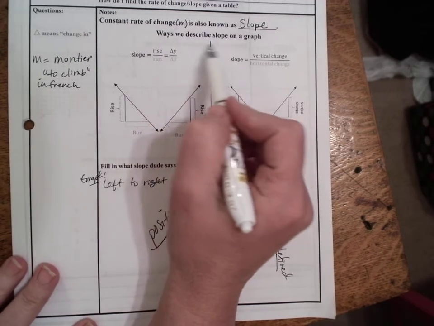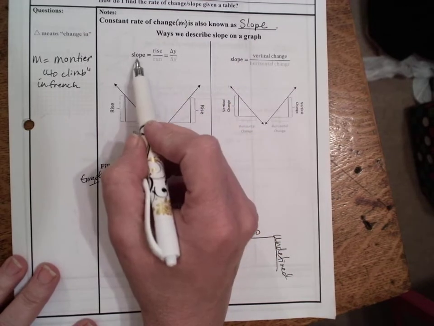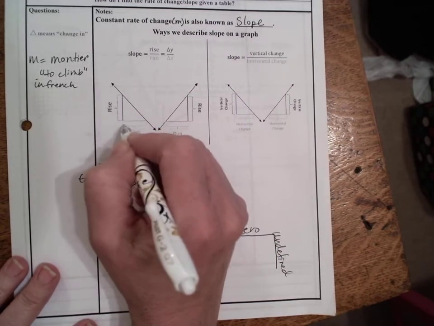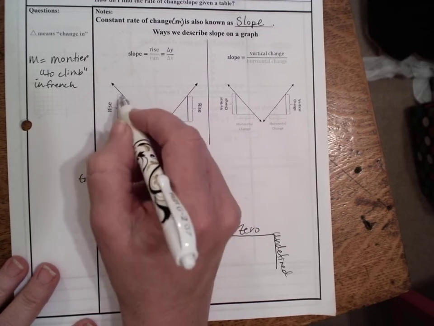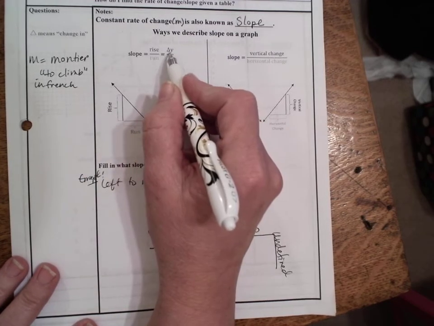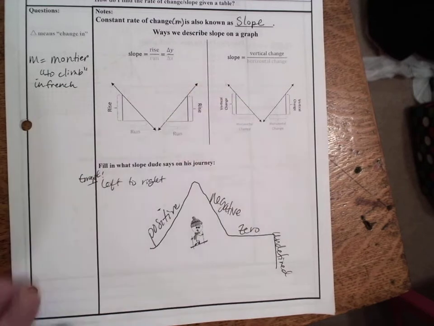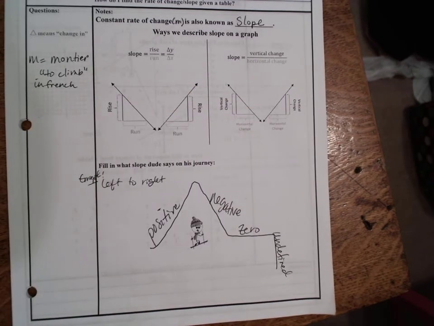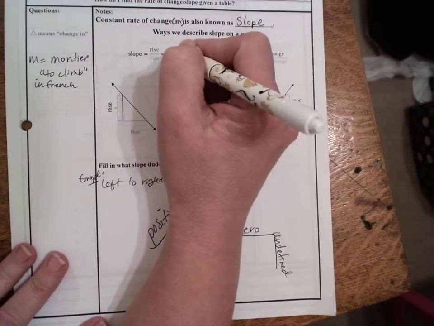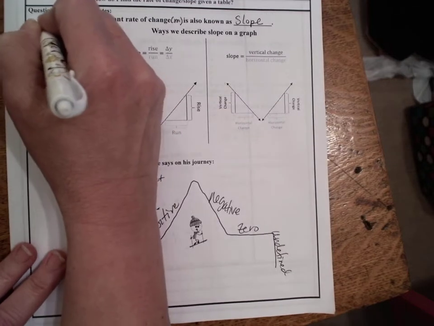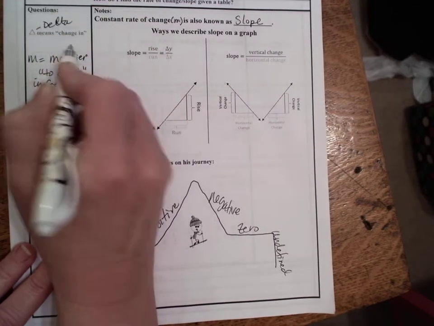Sounds good. Now, ways to describe slope on a graph. Slope is the rise over the run, meaning how did the change in y. Now, this little symbol here looks like a triangle. Does anyone know what that Greek letter is called? I don't know what it's called, but I know what it represents. Change. Good. It's called the delta, and it means the change.